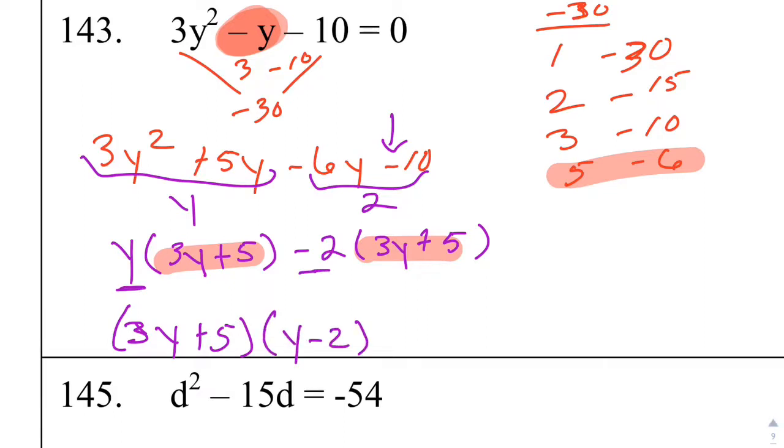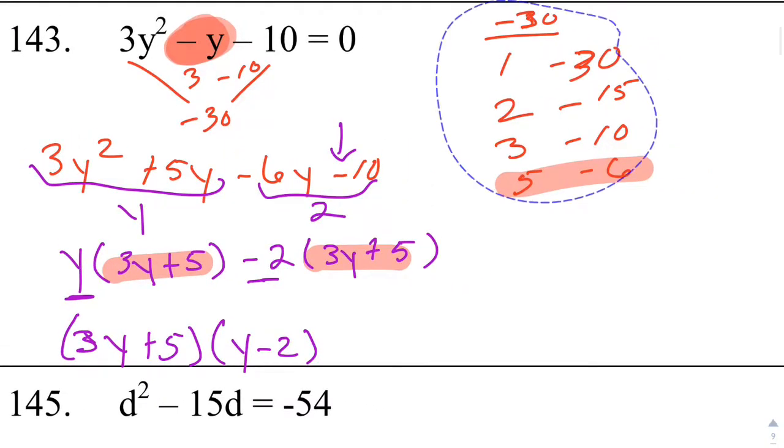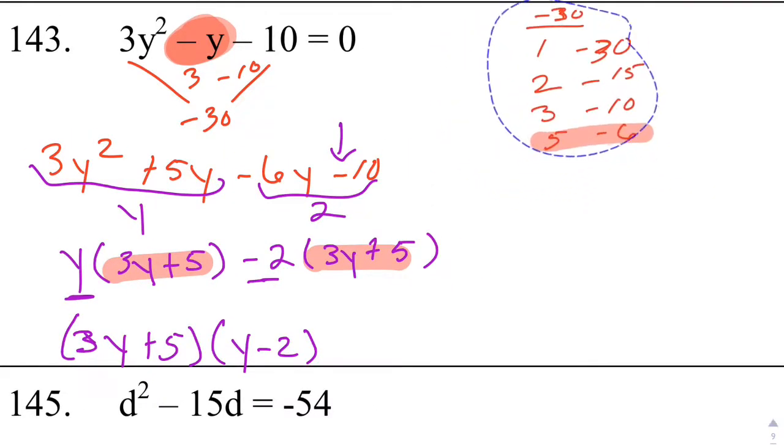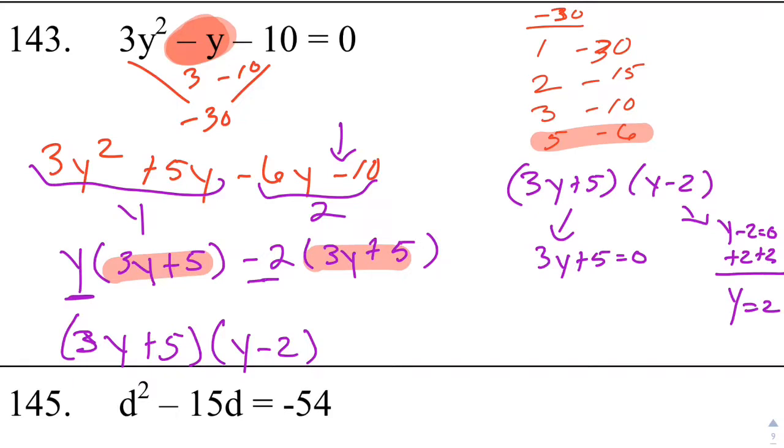Now because it started as an equal, I've got to set this up and solve that. So I'm actually going to come over here to the side. Let me scrunch this down a little bit. And I'm going to continue working over here. So 3y plus 5 and y minus 2. One of those has to equal 0. 3y plus 5 equals 0, or y minus 2 equals 0. This one's pretty straightforward. The y equals 2, but this one's less so. Subtract 5, so 3y equals negative 5. Divide by 3. Y is negative 5/3.